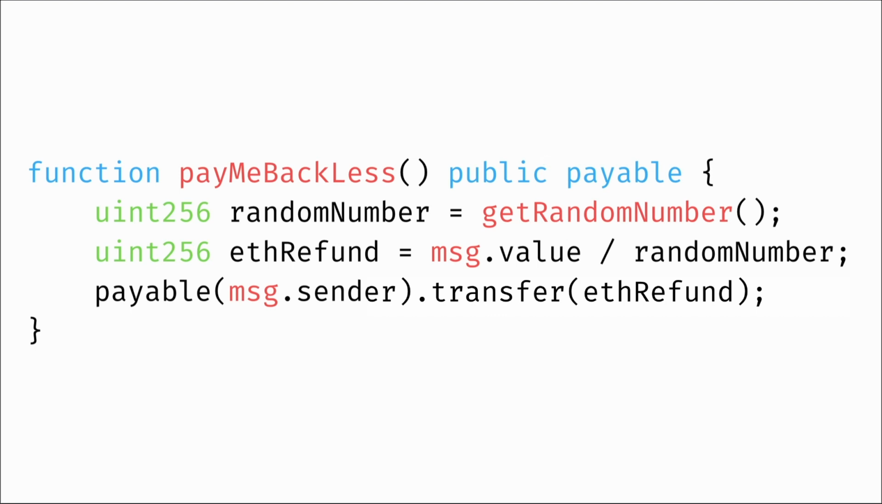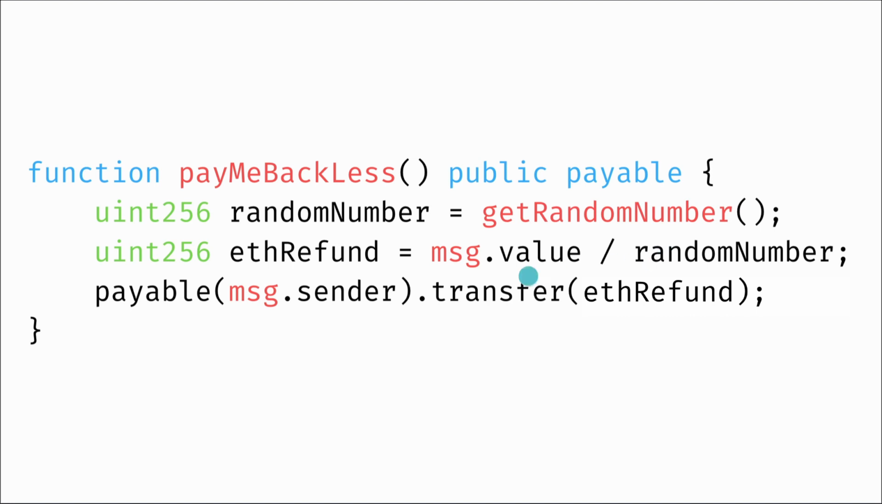If you declare this as payable, anyone calling this function can optionally send ether funds along with the transaction. And then the amount of ether sent is accessible in the function with this msg.value. And the address that currently is calling this function is available with msg.sender. So we first get a random number, then calculate a refund amount by dividing the sent ether by this random number. In our case, that's just dividing by 9.